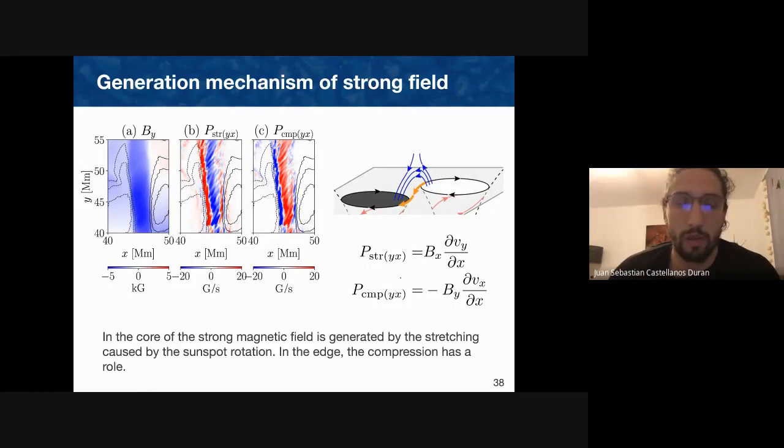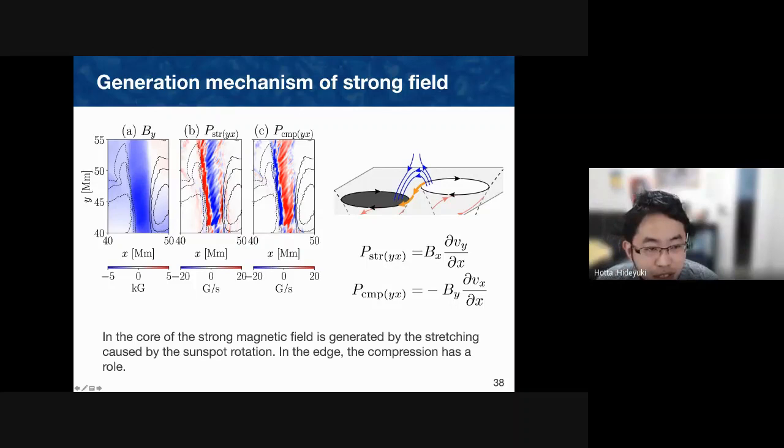Thank you for the question. This slide only shows the generation mechanism of BY, which means this direction. In order to generate BX, we found that reconnection and the accumulation of magnetic flux are important. There is an amount of flux between the sunspots. We use the potential boundary condition, which means that at the top boundary there is no current. This implicitly reconnects the magnetic flux above the upper boundary, and this can be transported by the downflow. So this implicitly reconnected magnetic flux can be accumulated at the photosphere.